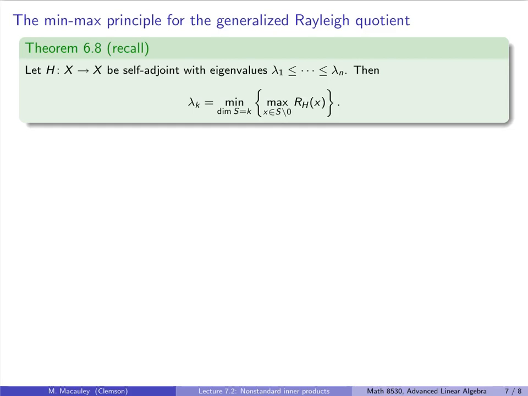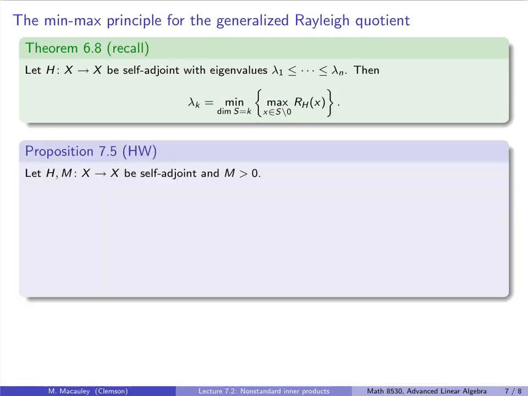But let's now interpret what this says about the generalized Rayleigh quotient. And I will leave the details as a homework exercise. Just like we did in the last slide, it's not really anything new, it's just interpreting our old results. So I will state them here.